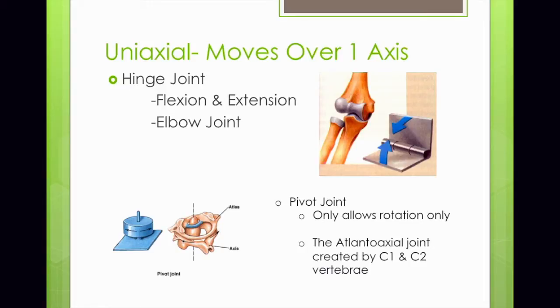Second is the pivot joint. This joint only allows for rotation around a single axis. Common pivot joints are the proximal radial ulnar joint and the atlantoaxial joint.